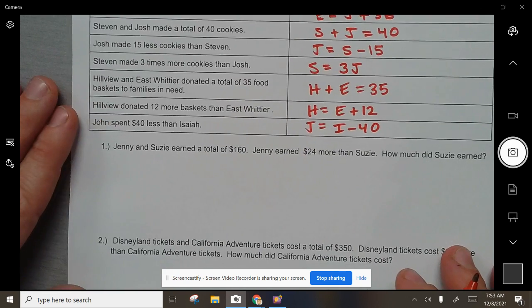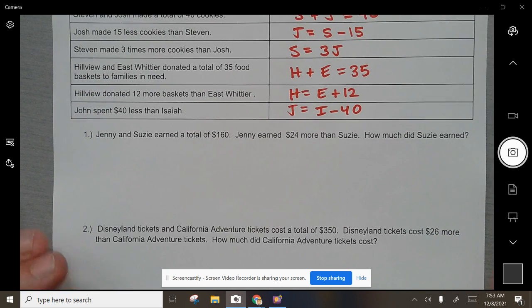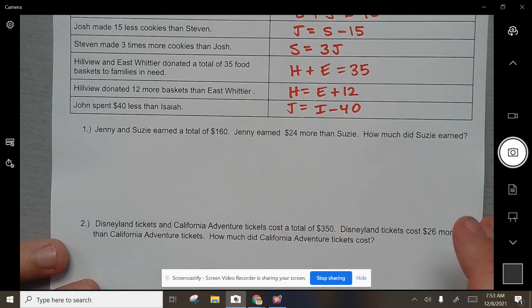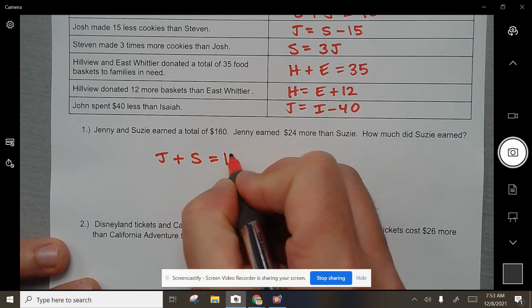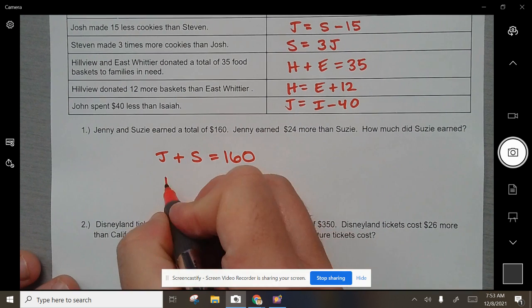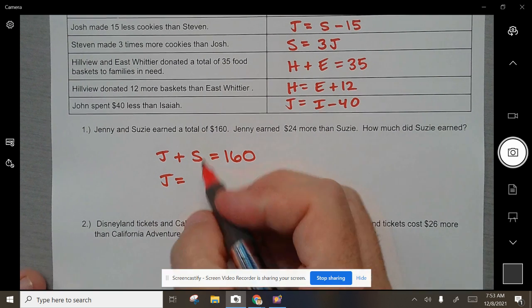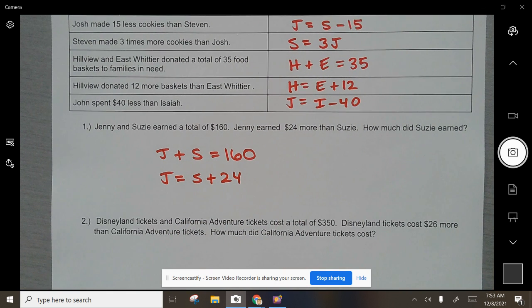Okay? Now let's get down to business. Let's see if we can handle this. I know you guys can handle this. Make sure you can do this because you're going to be doing this working with your partner in a second. Jenny and Susie earned a total of $160. Jenny plus Susie equals 160. Jenny earned 24 more. Jenny equals 24 more than Susie. Susie plus 24.